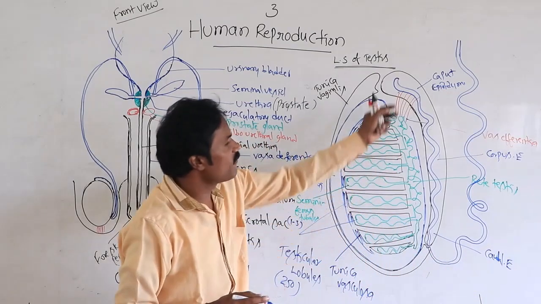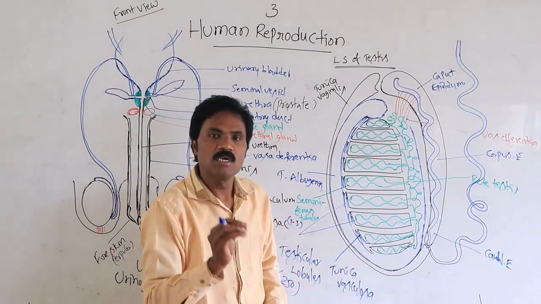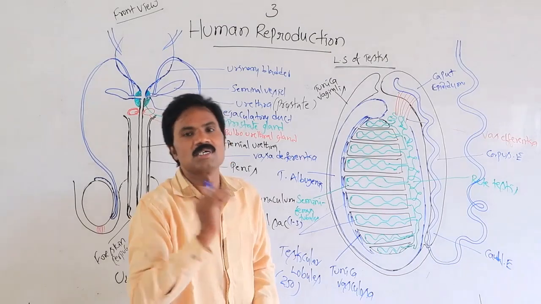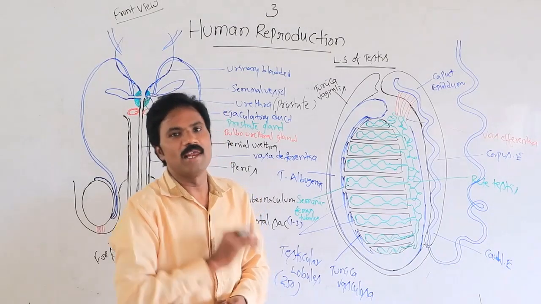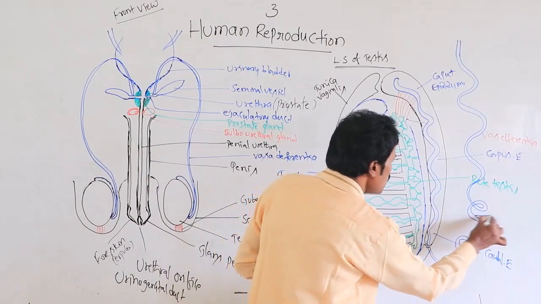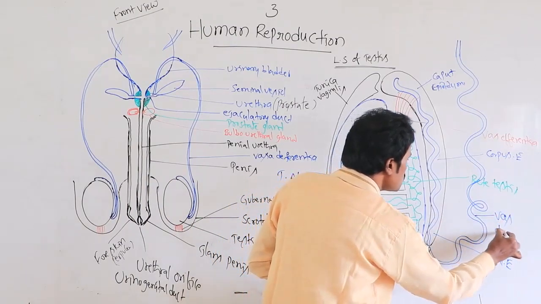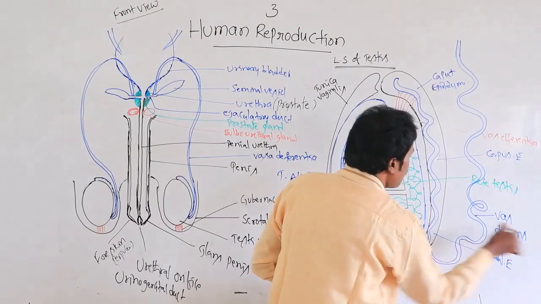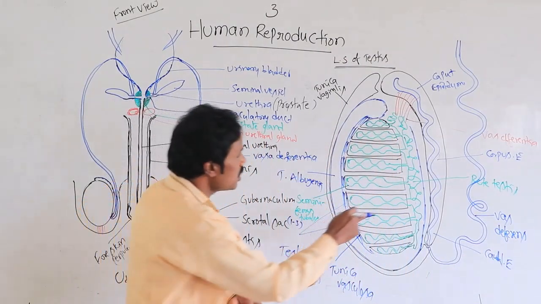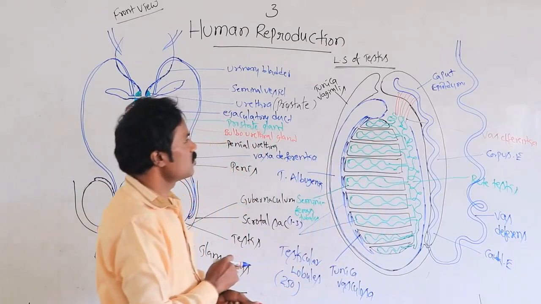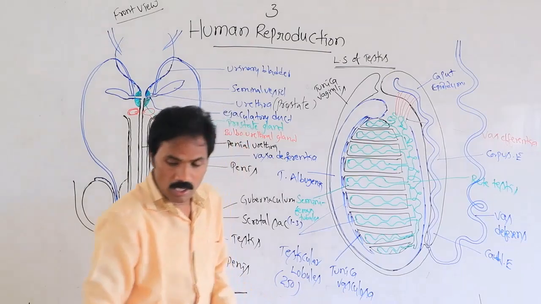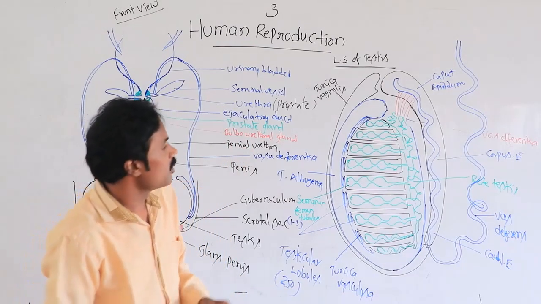But what is the function of epididymis? Epididymis temporarily stores the male gametes. From this one, the vas deferens or vasa deferentia arises. So here you remember, you observe carefully.